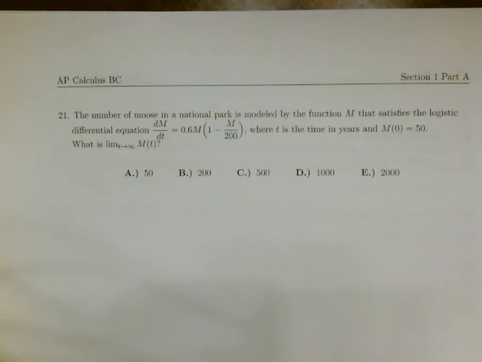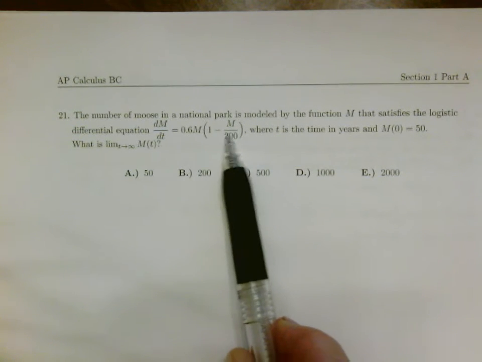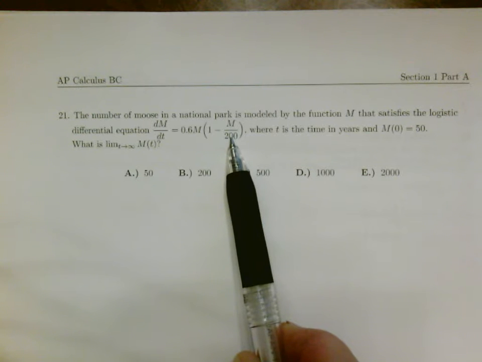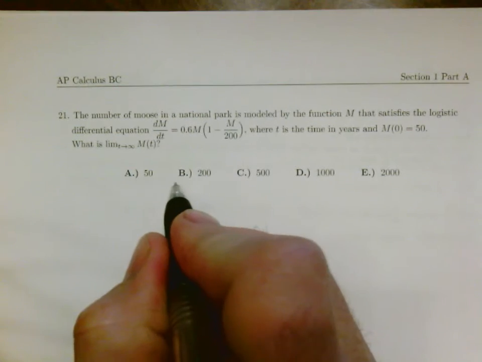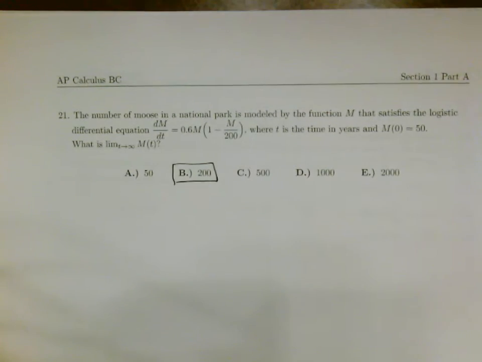This is actually a really simple question if you understand the logistic model, because we know that this number right here is the carrying capacity, so it can't go more than that as n goes to infinity, or in this case t goes to infinity. So the answer is just simply 200. Okay, next question.